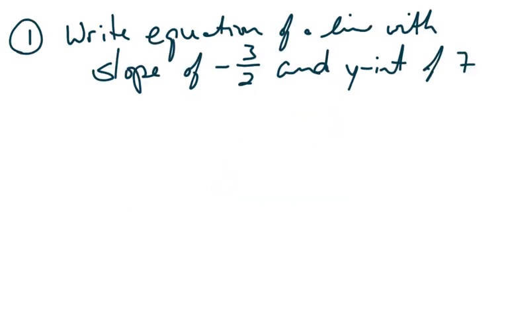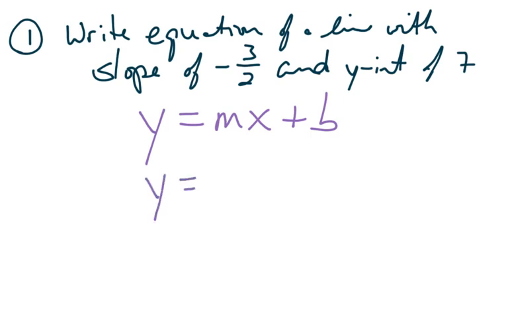The first one, write the equation of a line with a slope of -3/2 and a y-intercept of 7. Again, we just want to fill in our blanks of y equals mx plus b. So y has to stay y because it's going to change throughout. We need to represent all of those xy pairs that make the line. But we just fill in.